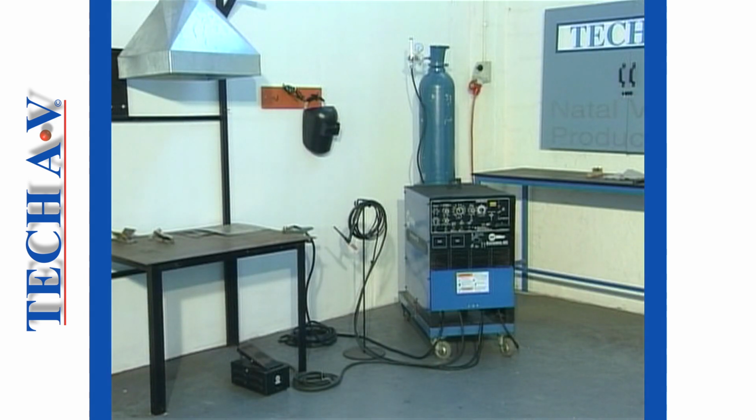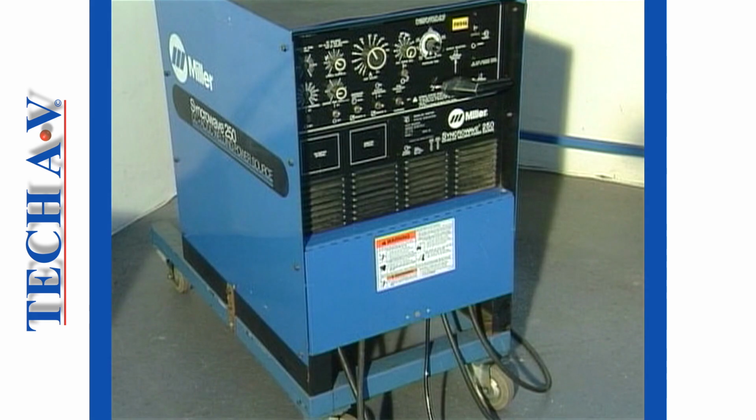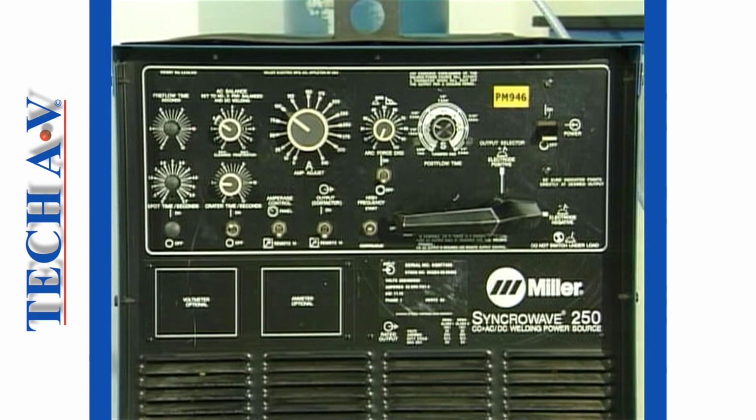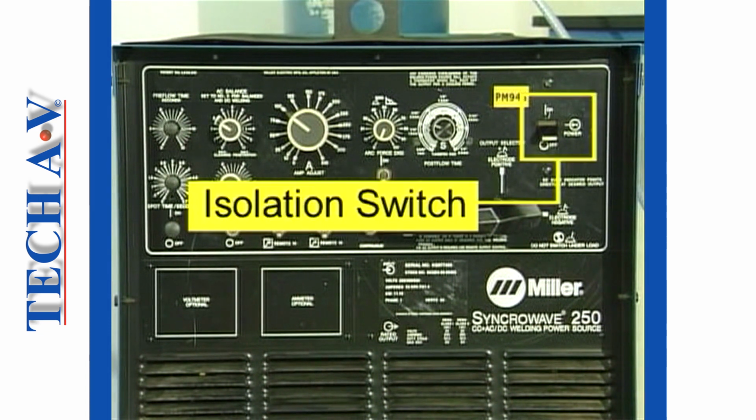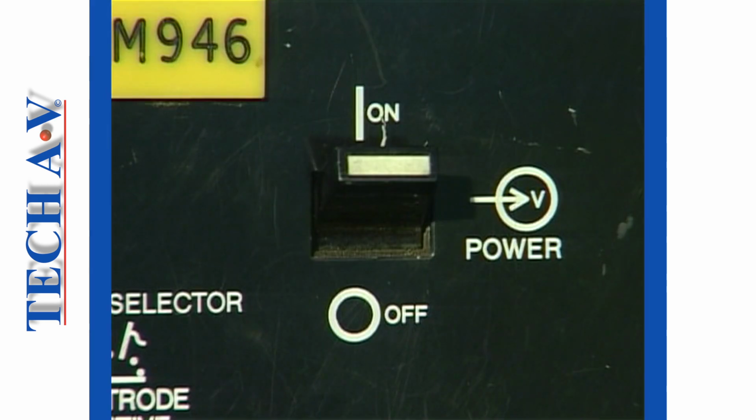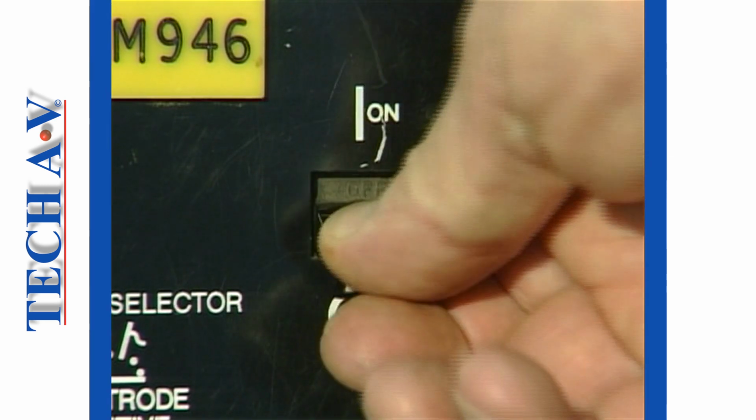Let us take a look at a typical power source that has all the controls and features required in order to perform TIG welding operations. When one first looks at the control panel, this machine appears quite complicated, so let's identify and explain the various controls. All power sources will have an isolation switch. This switch controls all of the electrical functions of the machine.